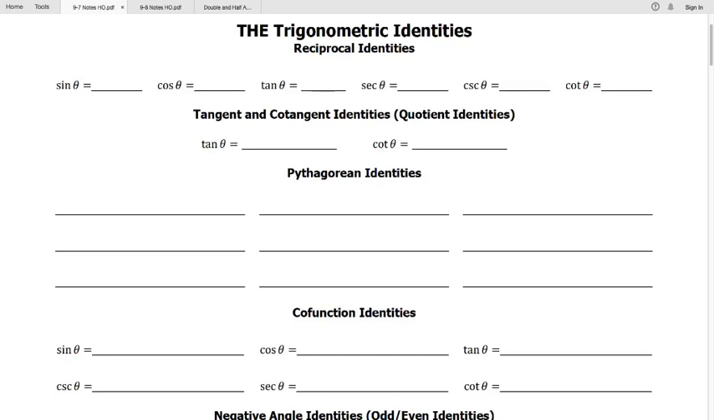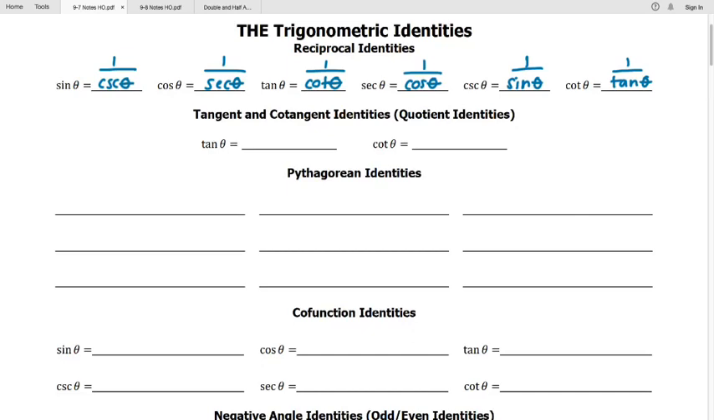So sine, the reciprocal is cosecant, so we can rewrite the sine of theta as 1 over the cosecant. For cosine, we can rewrite it as 1 over the secant. Tangent, 1 over cotangent theta. Secant then is going to be 1 over the cosine of theta. Cosecant will be written as 1 over the sine of theta. And cotan will be written as 1 over tangent theta. All right, so those are just the reciprocal identities. We're using the reciprocal properties there.